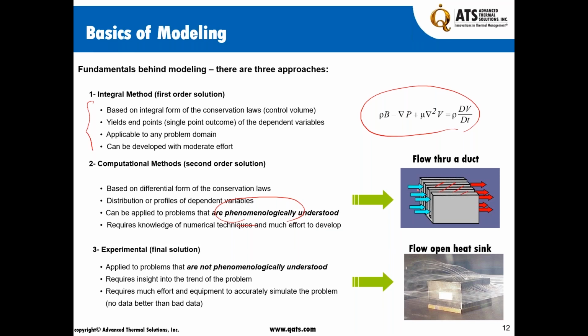When we talk about experimental, the last level of modeling, which I call the final solution, it's typically applied to the problems that are not phenomenologically understood. Take a look at this problem: the flow is coming through the heat sink, and it is departing very rapidly to the front, and the flow is actually going around and coming back in. And this higher pressure region, and also the development of the boundary layer within the fin field, is pushing this smoke or flow visualization out of the heat sink.